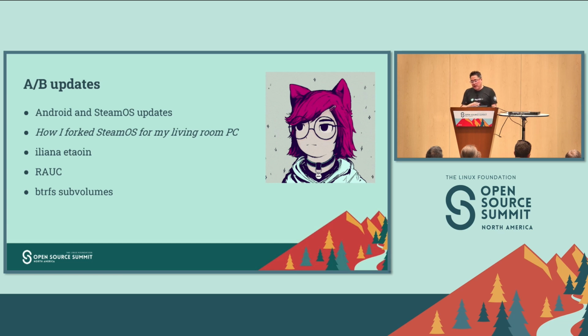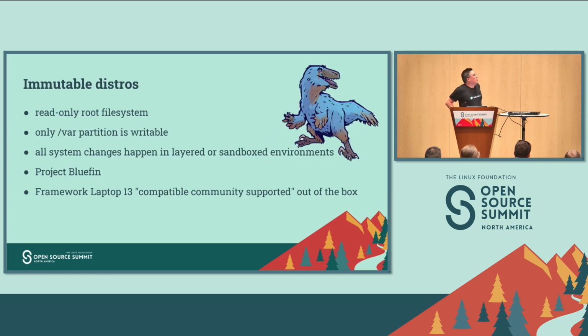And the way they're doing A/B updates is using RAUC, which is a popular A/B update mechanism in the embedded Linux world. And for the parts that are mutable, like the writable parts of the root file system, they're using btrfs, which is pretty cool, because if you know anything about btrfs, it has advanced features like subvolumes and snapshots. So that's impressive.